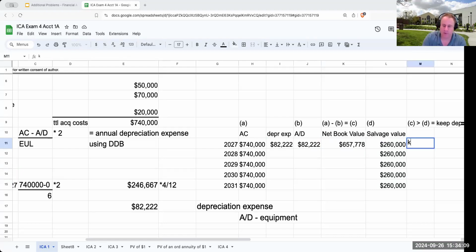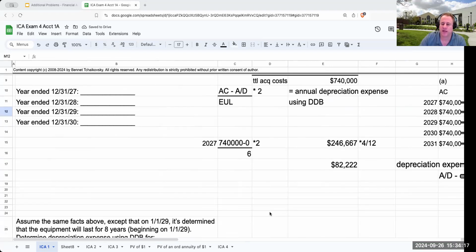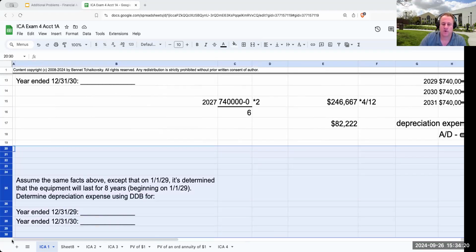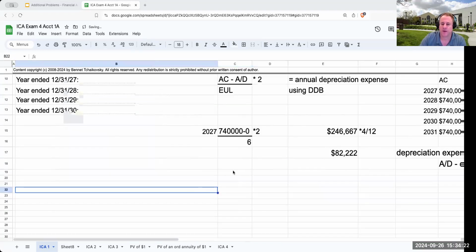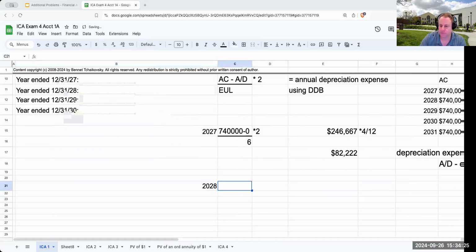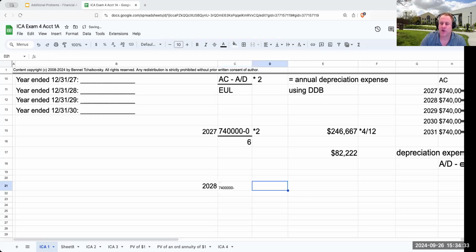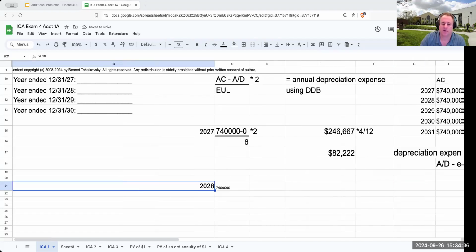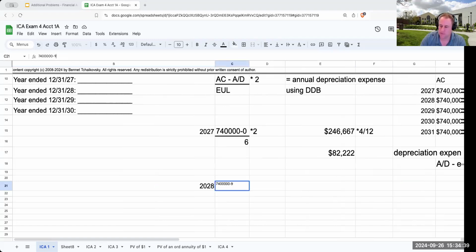So we can keep on depreciating because this is ahead of our salvage value. Let's go ahead and go to 2028 and give ourselves some more breathing room in the meantime. Okay, so 2028, we have 740,000 minus the accumulated depreciation of 82,222. This is going to be divided by 6 and multiplied by 2.